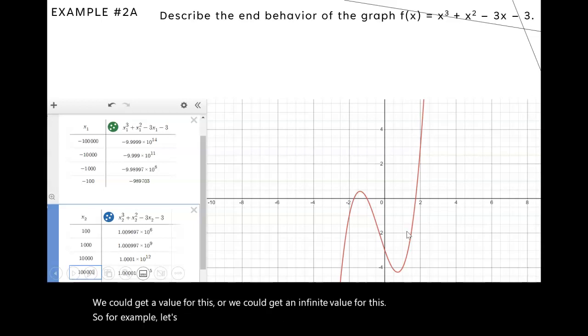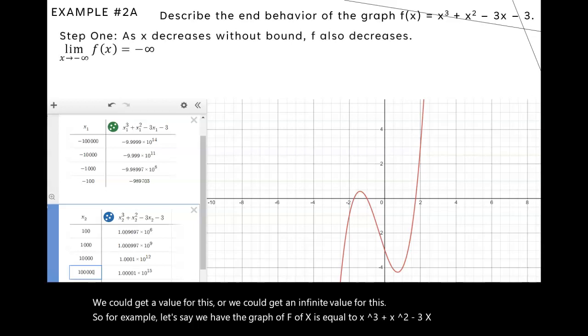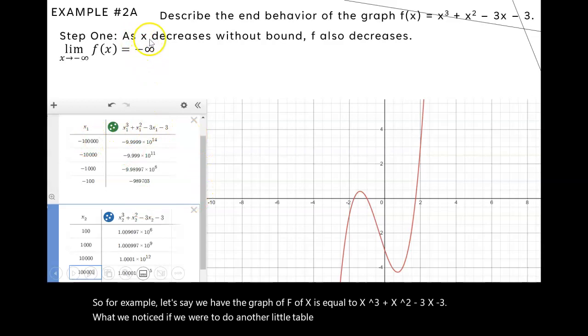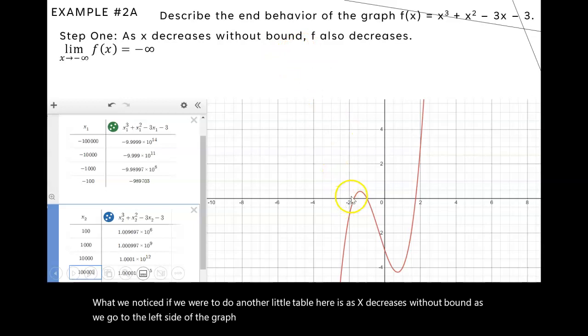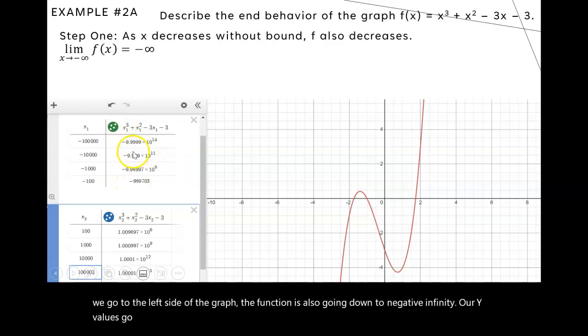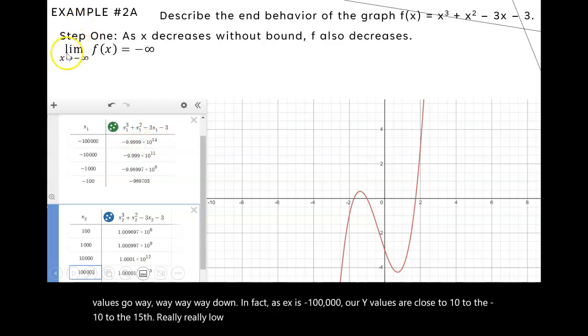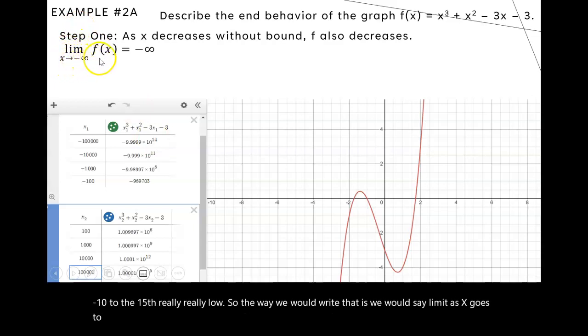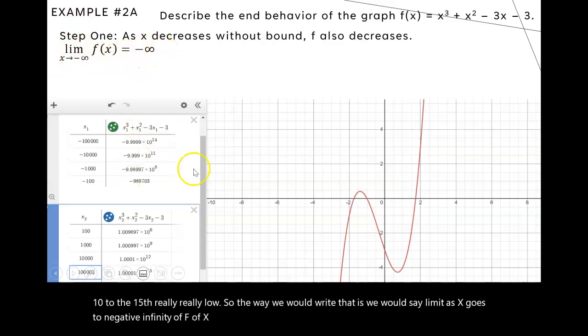So for example, let's say we have the graph of f of x equals x cubed plus x squared minus 3x minus 3. What we notice if we were to do another little table here is that as x decreases without bound, as we go to the left side of the graph, the function is also going down to -infinity. Our y values go way, way down. In fact, as x is -100,000, our y values are close to -10 to the 15th. Really, really low. So the way we would write that is we would say the limit as x goes to -infinity of f of x equals -infinity.